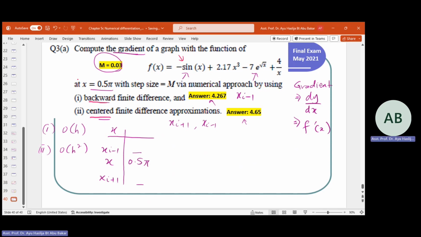Okay, this question doesn't mention whether O(h) or O(h^2). If it doesn't mention, you can choose any level. Okay, because it doesn't mention, so you can choose any level. But gradient here means f prime, f single prime.